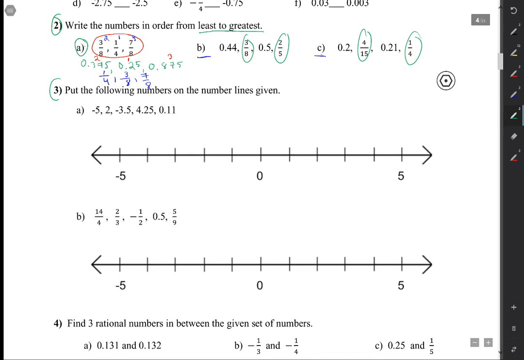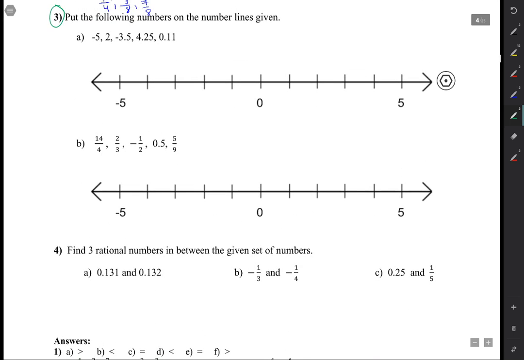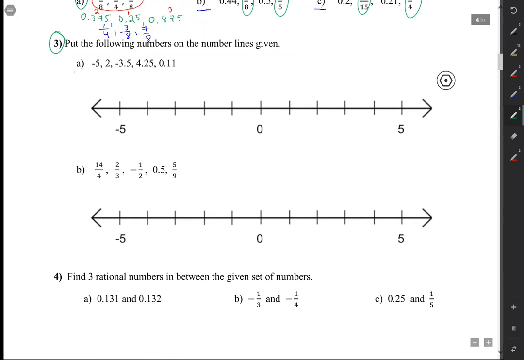For 3, these are just some practice putting these numbers on the number lines given. Now I do give you the answer key below, so you can check these out if you are stuck, but I want you to try those ones on your own. For A, it's easier because they give you decimal numbers. There are no fractions there. But for B, once again, you're going to have to convert it from a fraction to a decimal in order to see where they would go on the number line.